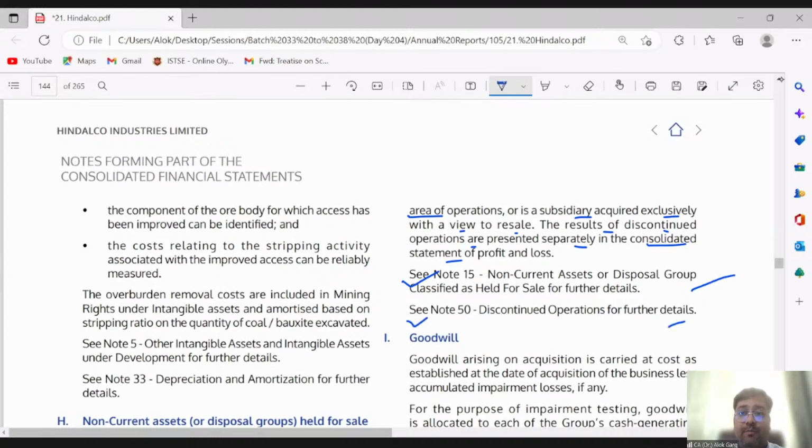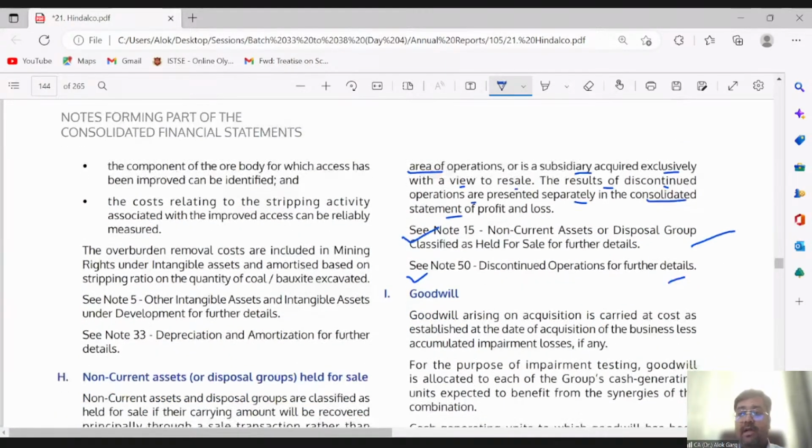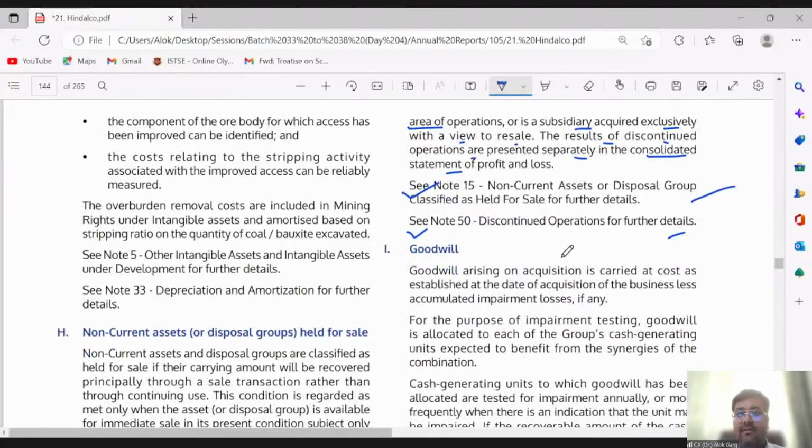Guys, do you think that it is copy paste? Whatever is there in my presentation, do you think that this accounting policy is copy paste? Yeah. Yes, friends.